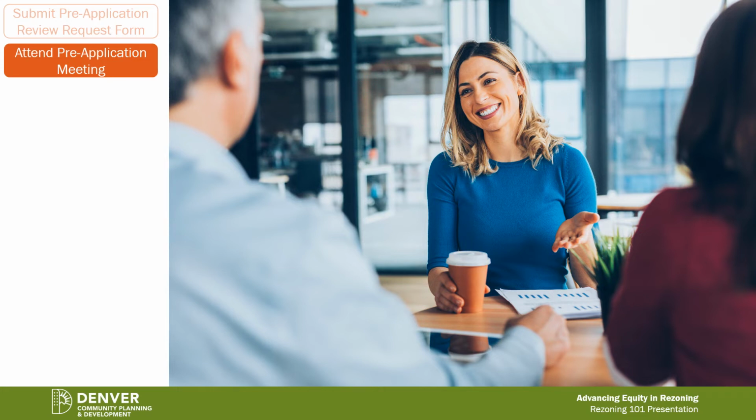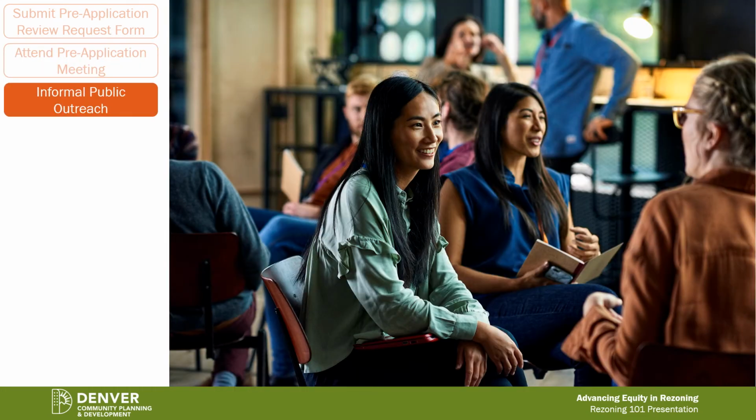At this meeting, there will be one more thing that's discussed. City staff will encourage you to do your own informal public outreach. We will encourage you to connect with registered neighborhood organizations, your district council member, and any other organizations or community members that should be made aware of the rezoning request. After the pre-application meeting with city staff, the applicant would do informal outreach. This is something that's not required, but highly encouraged.